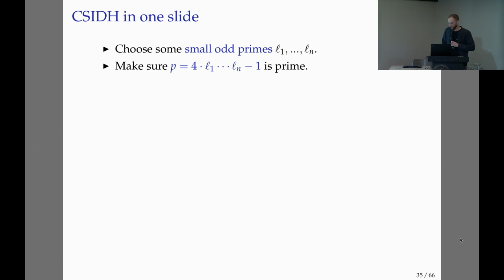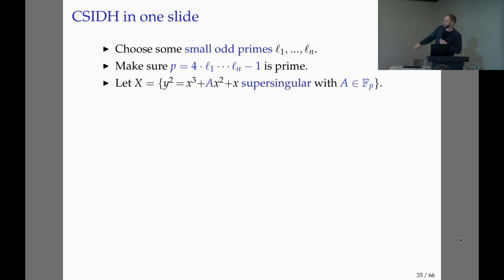Okay, and I'll show you in a second what this entails in the end, but just to show the CSIDH construction in one slide, as we specified it in 2018. So to make CSIDH, you just choose a bunch of primes, L1 through Ln, so these play the role of these special isogeny degrees now. And then you want to make sure that p of this special form is a prime number, so if it's not, you just pick different L's and try again.